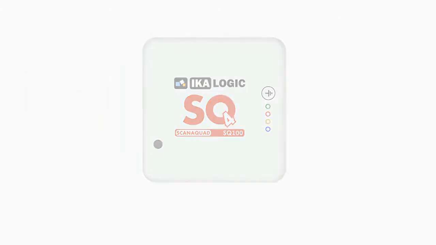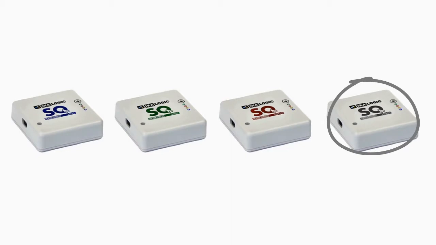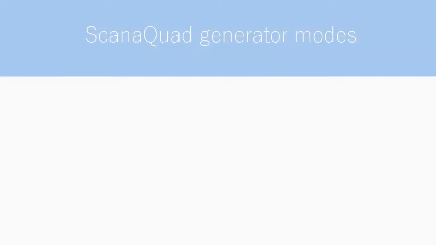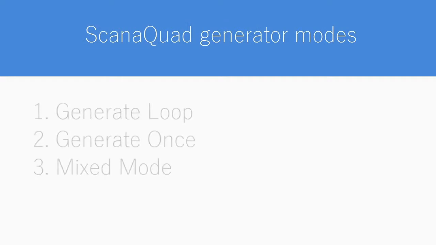I'll be using a ScanaQuad SQ200, but the same is applicable with other ScanaQuad models. ScanaQuad can generate digital signals using 3 different modes: generate loop, generate once, and mixed mode. Mixed mode lets you generate and capture signals simultaneously.